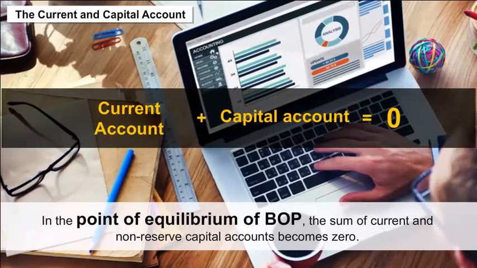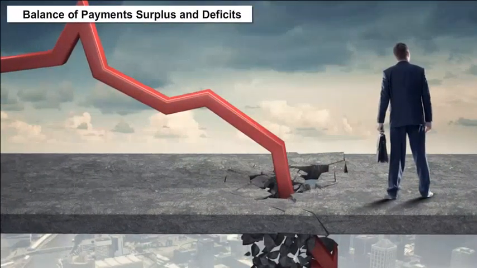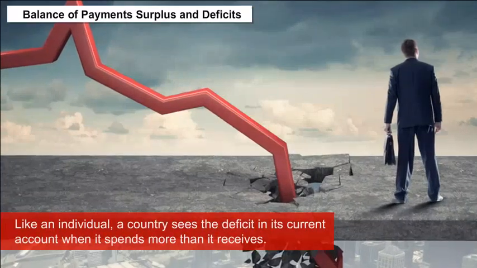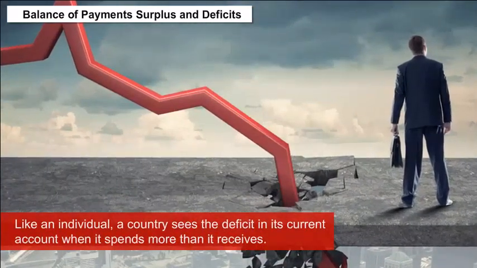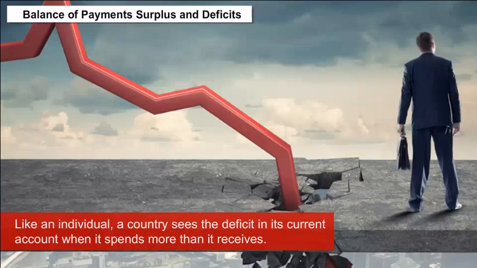Balance of payments surplus and deficits. Like an individual, a country sees a deficit in its current account when it spends more than it receives.